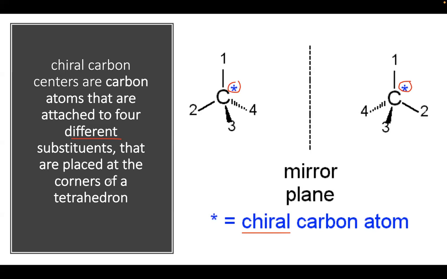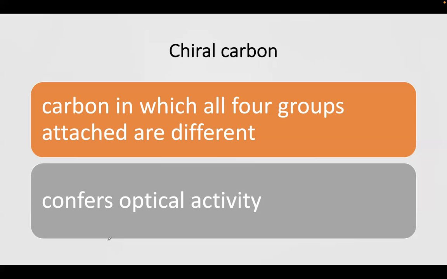Why is this important? Because all amino acids have a chiral carbon except for glycine, which is considered to be the simplest amino acid. So please remember that. Now here, the chiral carbon is the carbon in which all 4 groups attached are different. It is the chiral carbon that confers optical activity.